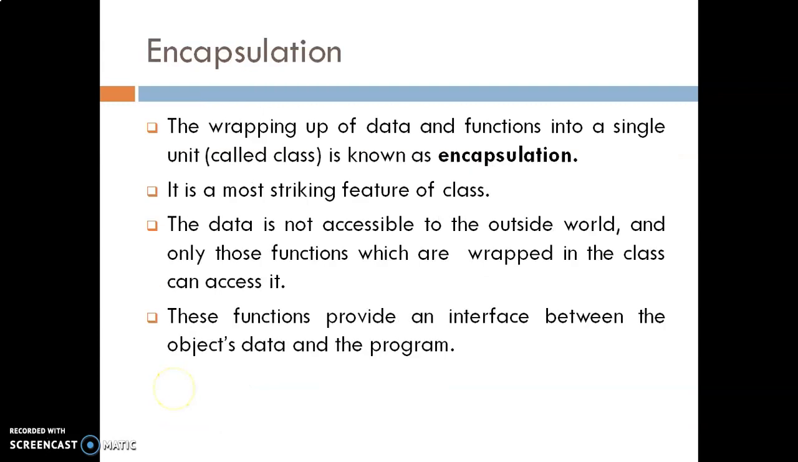Encapsulation. As the name suggests, it is wrapping, it is covering. The wrapping of data and functions into a single unit called a class is nothing but encapsulation. This is one of the very important features of OOP that we are using in C++. The data is not accessible to the outside world as it is wrapped. The data and functions are wrapped inside a class, so we are not able to access them from the outside world. These functions provide an interface between the object data and the program.